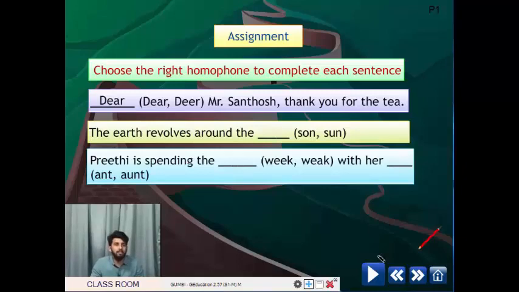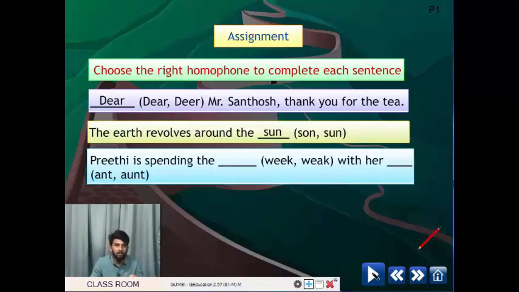And the next sentence. The earth revolves around the dash. Sun. So which is the right word? Is it S-O-N or S-U-N? Very good. It is S-U-N. Alright. Let us check the next sentence.